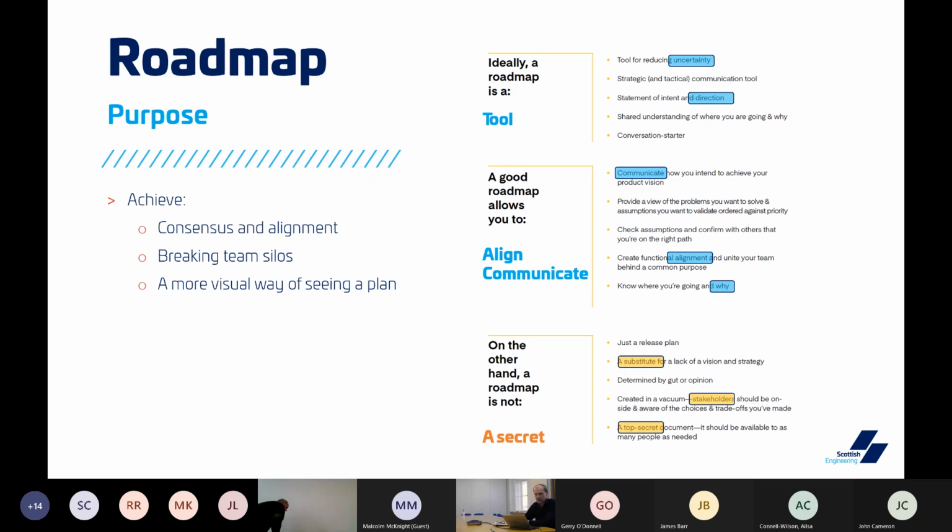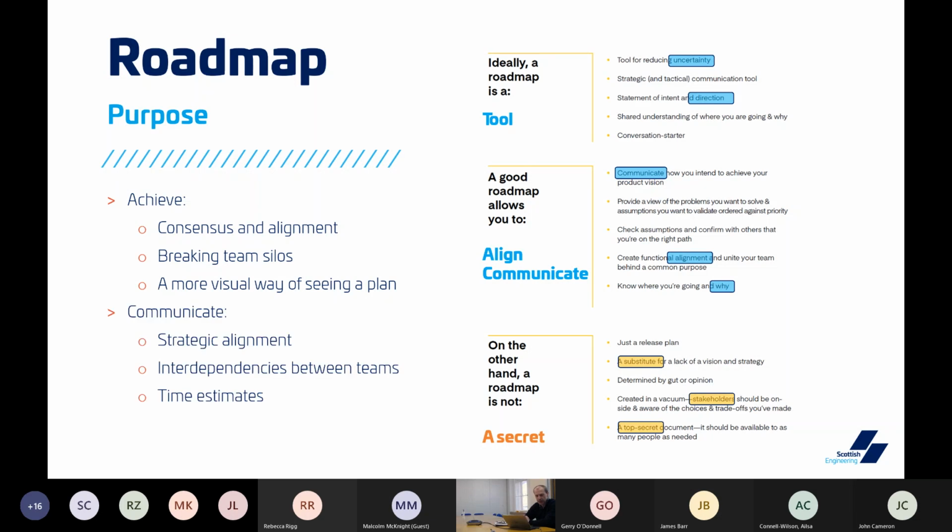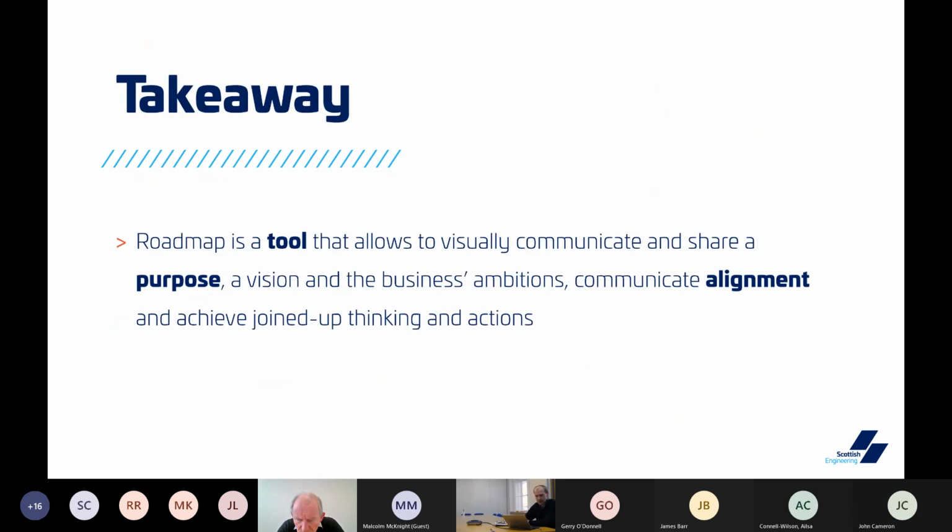So what you achieve with a roadmap is a consensus and an alignment and everybody pulling in the same direction. You break the team silos and you develop a more visual way to see that plan. So as well as talking about it, you've got a visual to it. And with all that you're going to be able to communicate the strategic alignment. You can communicate the interdependency between the teams to break the silos. And the plan will come with some milestone events. So that's the purpose of the roadmap.